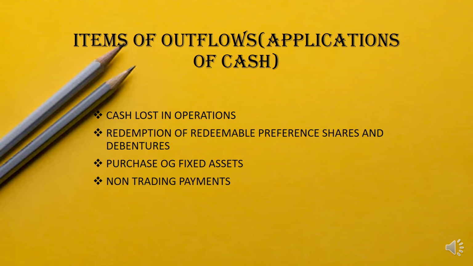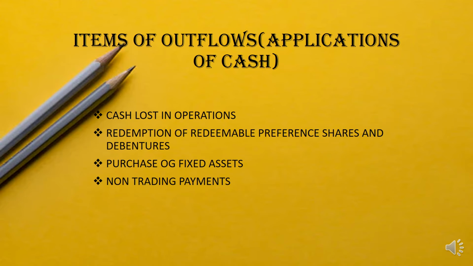Items of outflows, that is application of cash. In the previous slide we saw the sources of cash. Now we are going to see the application of cash. Under that we have four major items. First one is cash lost in operation, which means any trading loss arising as a result of business operations during the year becomes an application of cash, and it will be considered an outflow for the business.